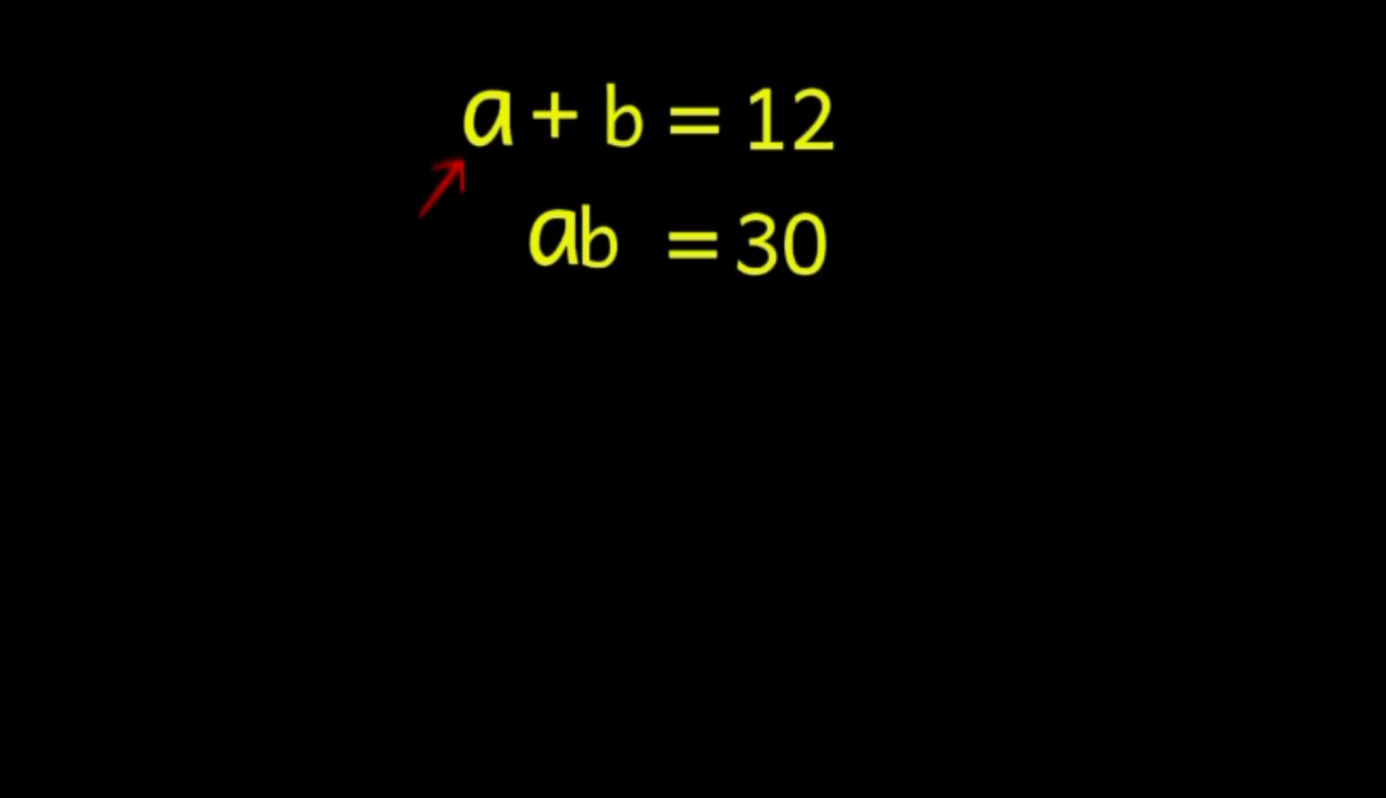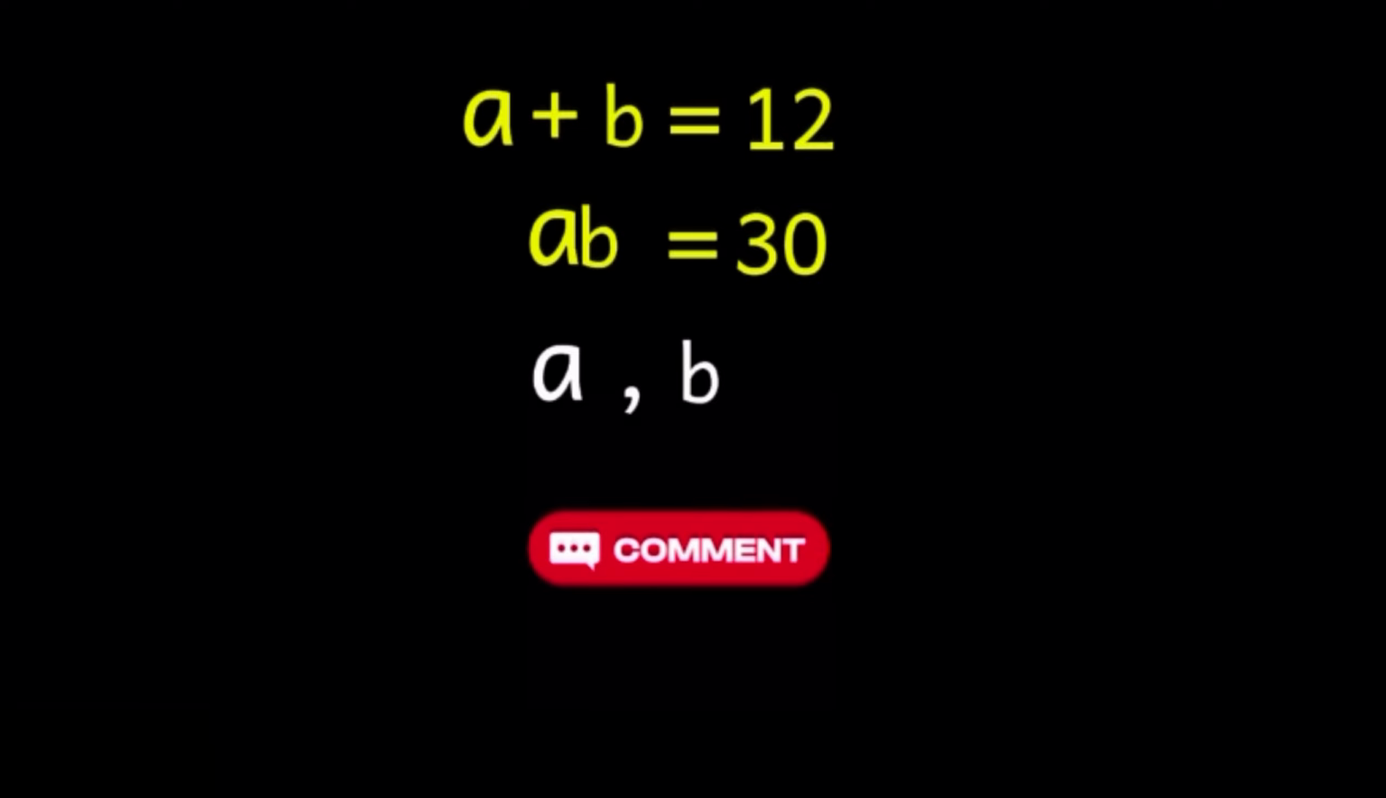We are given that a plus b equals 12 and a times b equals 30, and we are asked to find the values of a and b. Now, before we even start solving, I want you to pause for a moment and think about it. Can you already see a way to find a and b? If you have an idea, go ahead and drop your answer in the comments. Don't worry if you're not sure, because we're going to go step by step.